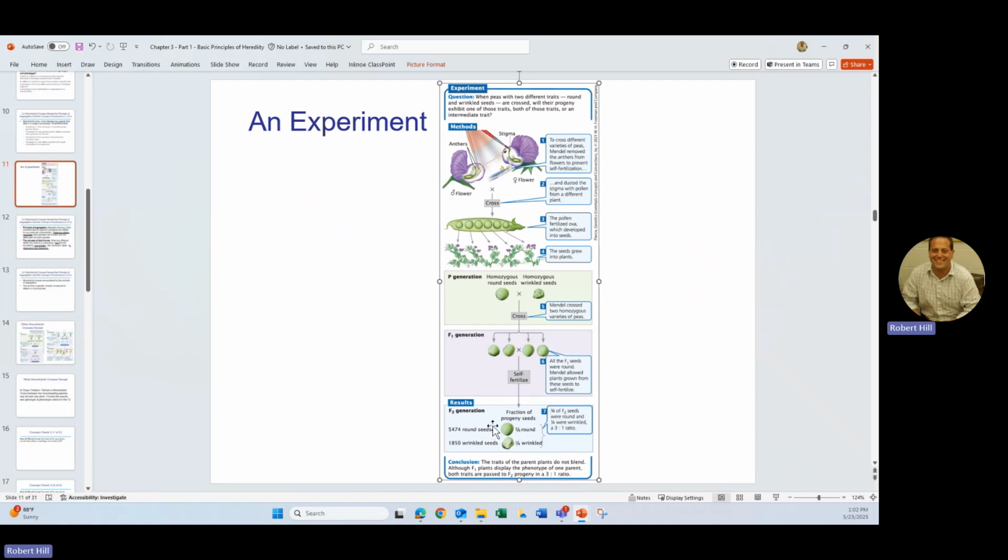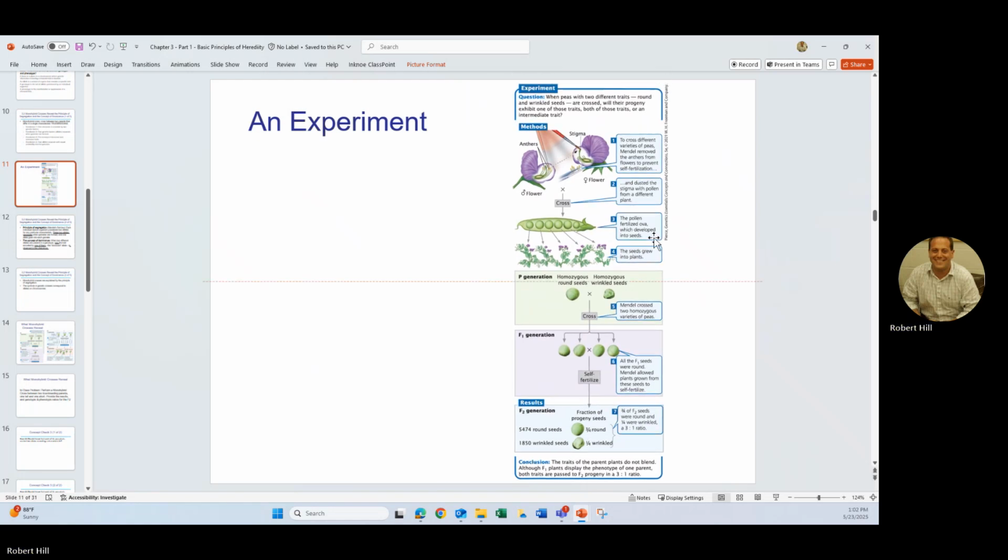Okay, important ratio, 3-to-1 phenotypic ratio. You have to memorize that. Be able to do calculations.